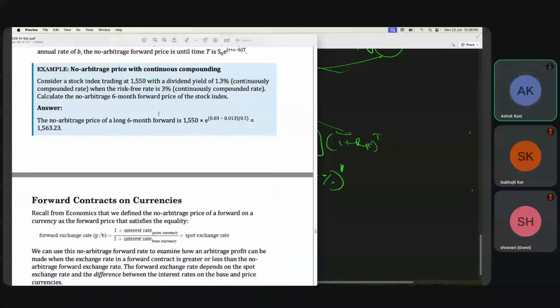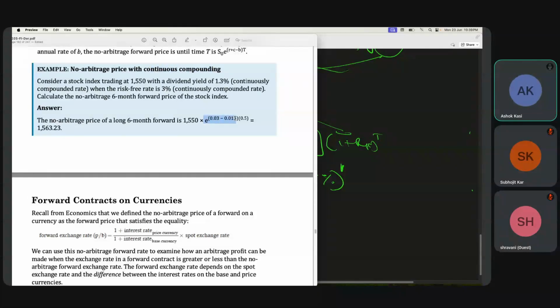Okay, now this one, no arbitrage price with continuous compounding. That's why, with this subject, more than reading, I would say you have to watch the video again and again. That will be the right strategy as far as this subject is concerned. Okay, consider no arbitrage price with continuous compounding. Now what is continuous compounding?